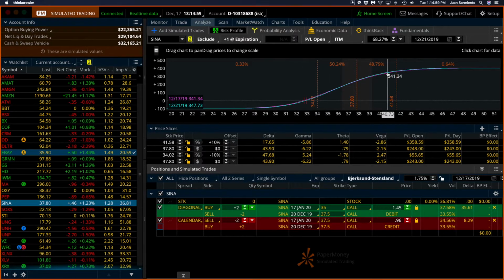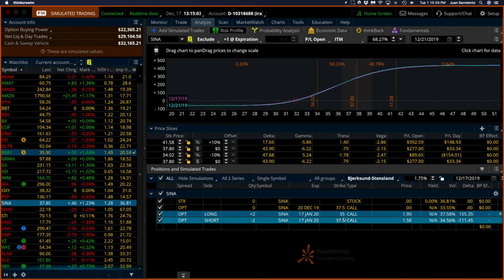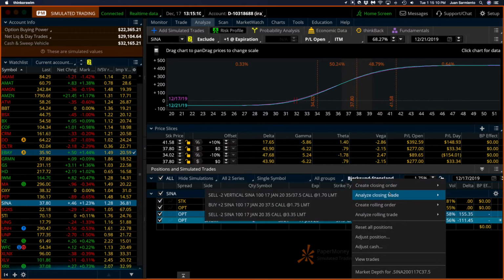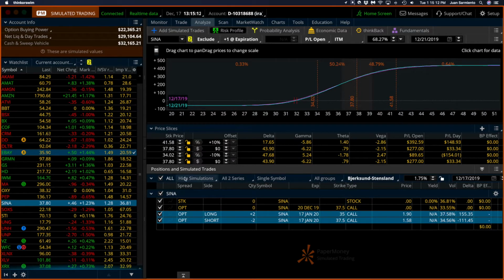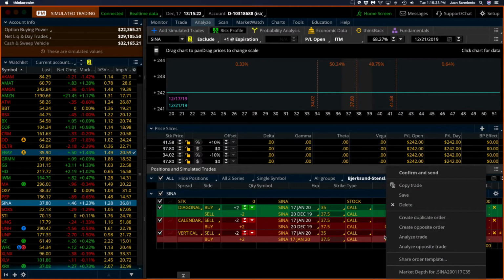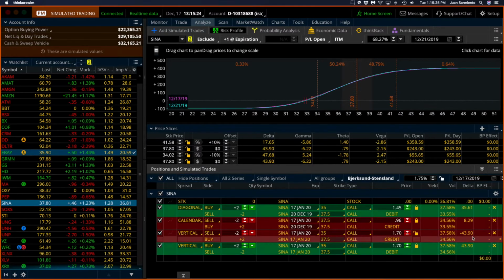Doesn't tell you much, so what you need to do is select those two trades, those two legs, and say analyze closing, hide the position, and then invert this. Okay, this is the one that I was just closing, but in reality I don't have an intention to close it. But then if I say analyze opposite, it gives me the trade that I have right now.